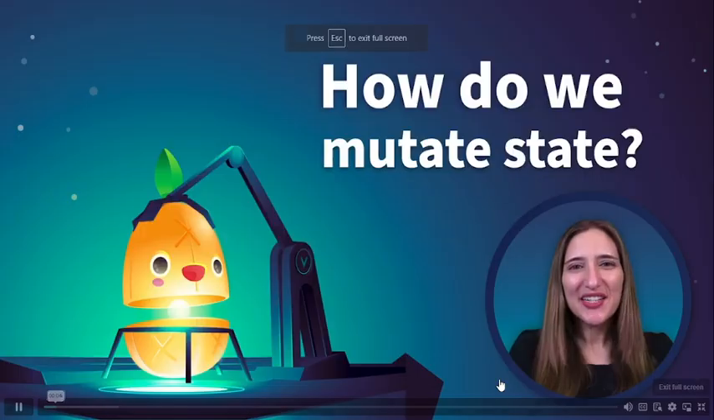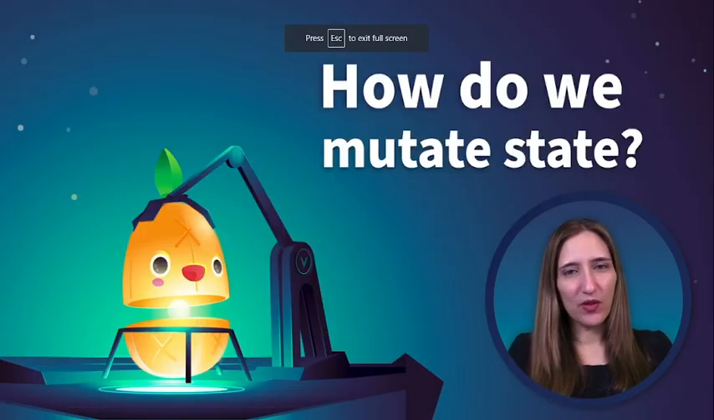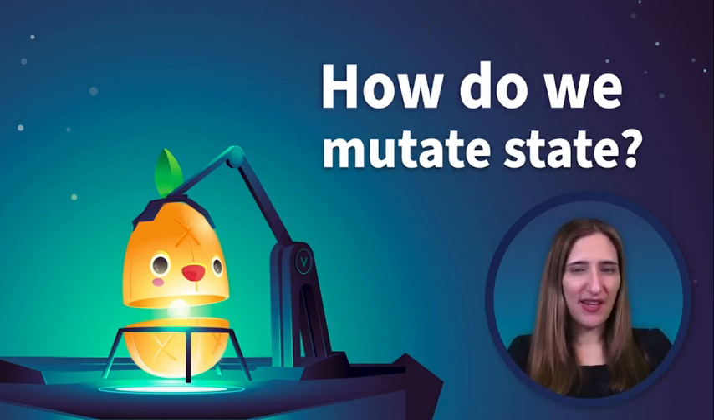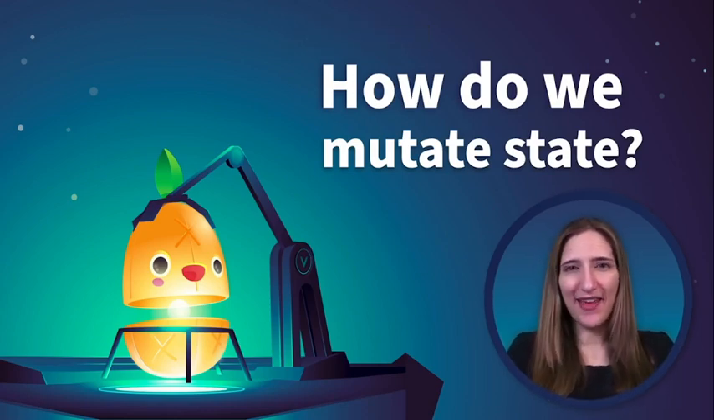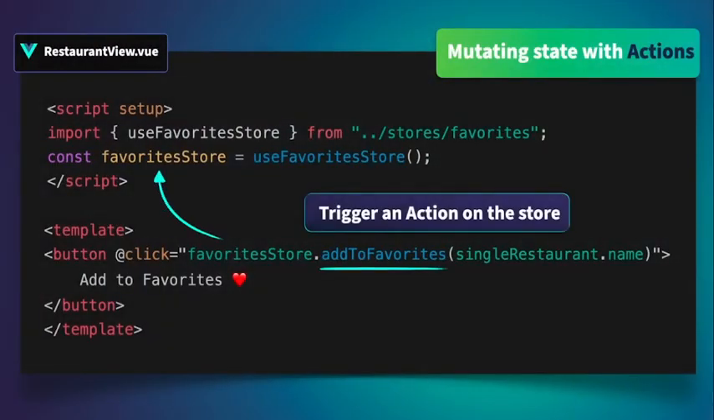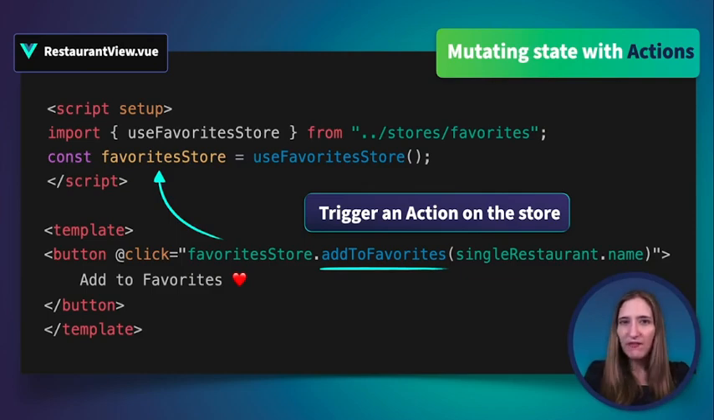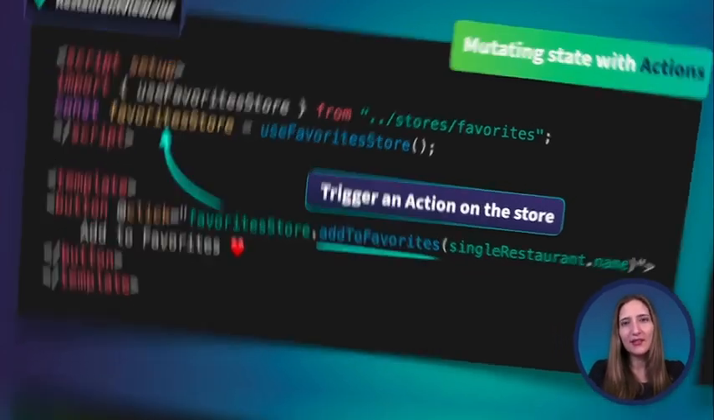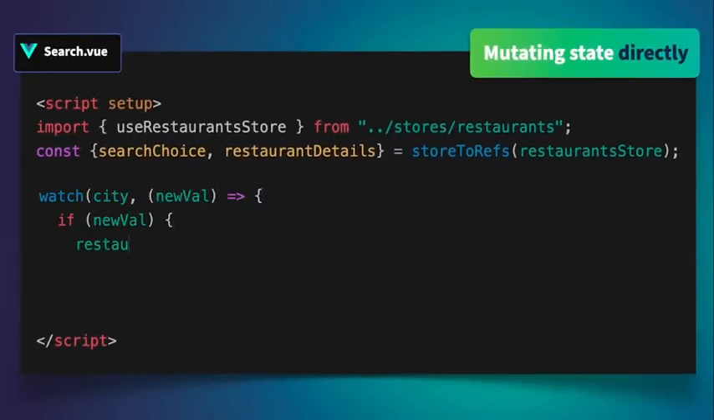So far in this course, we've seen that accessing state is less prescriptive with Pinia, and so is mutating state. Let's look at some examples of that. The most common way to mutate state using Pinia is to trigger an action in the store that causes the state to be changed. In this example, clicking the Add to Favorites button triggers the Add to Favorites action in the Favorites store. Some people are surprised when they find out that triggering an action isn't the only way to change Pinia state. We can also change state directly by assigning a new value to the state property.